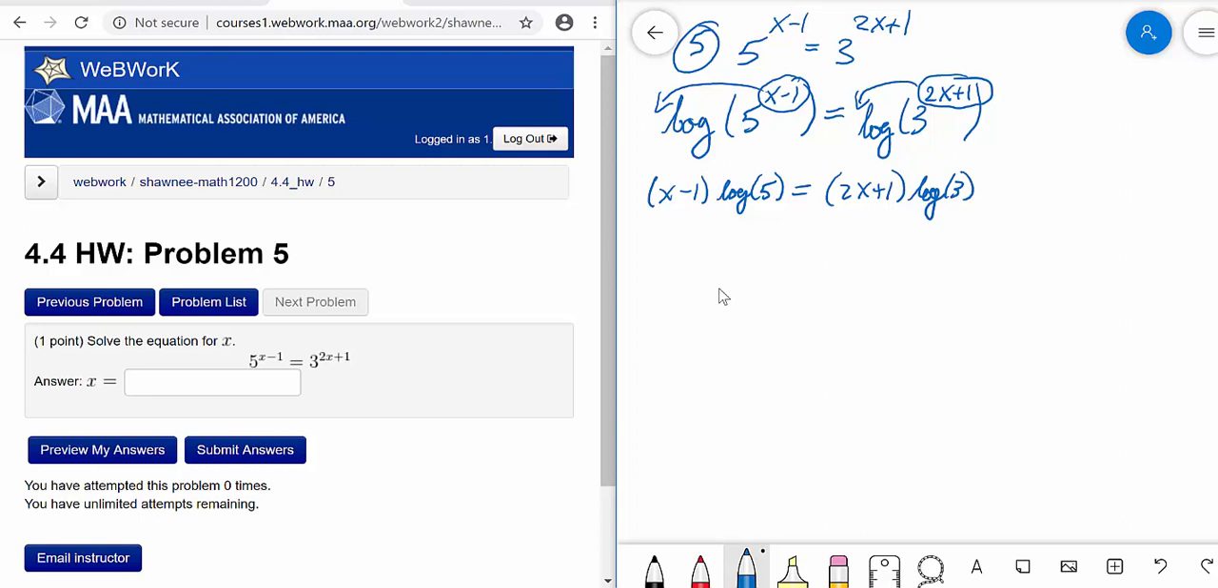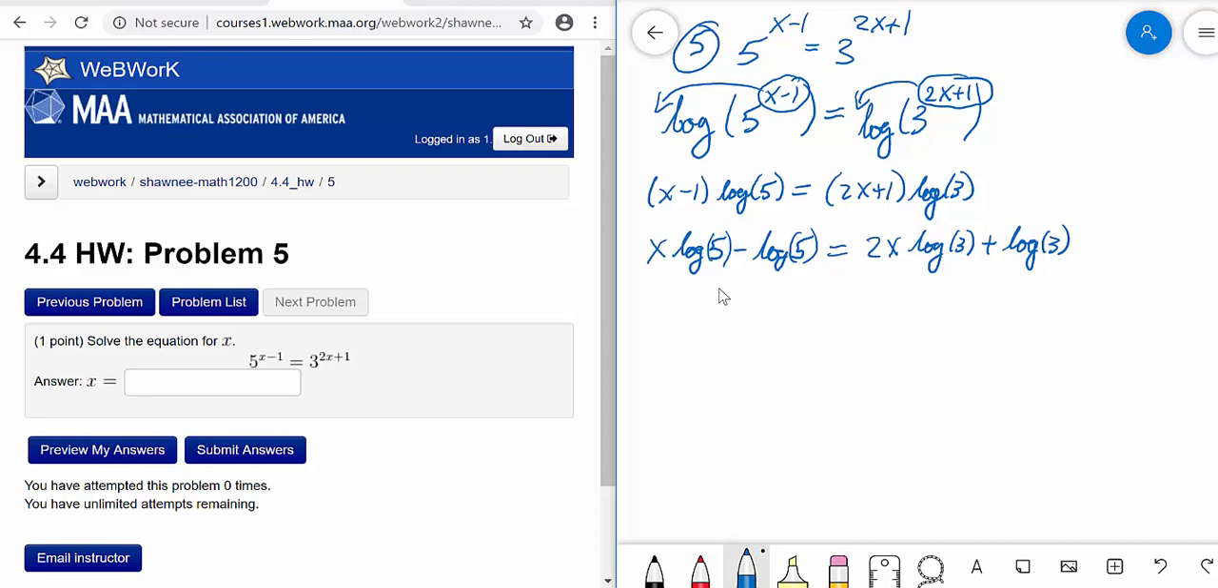So this is actually just a linear equation now, and once we get used to using logarithms, we can just see that log of 5 and log of 3 are just real numbers. So in order to solve this linear equation, I need to distribute this factor of log 5 and log 3 on both sides, and kind of break up these parentheses. So when I distribute the log 5, I'll get x times log of 5 minus 1 times log of 5. And on the right side, I'll get 2x times log of 3 plus 1 times log of 3.